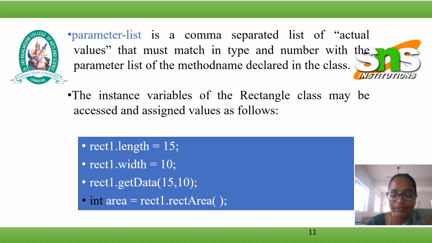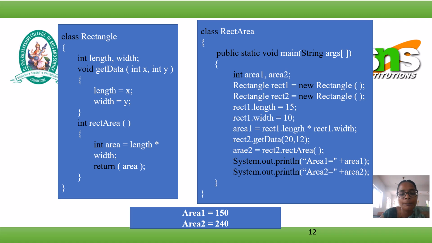rect1.length equals 15. Here you are assigning values for length and width. rect1.width equals 10. And now we are calling the method getData. You have passed two parameters x and y, and it assigns the values 15 and 10. And again you're calling the method area. It calculates the area of the rectangle by multiplying 15 and 10. At last you will get the value 150.